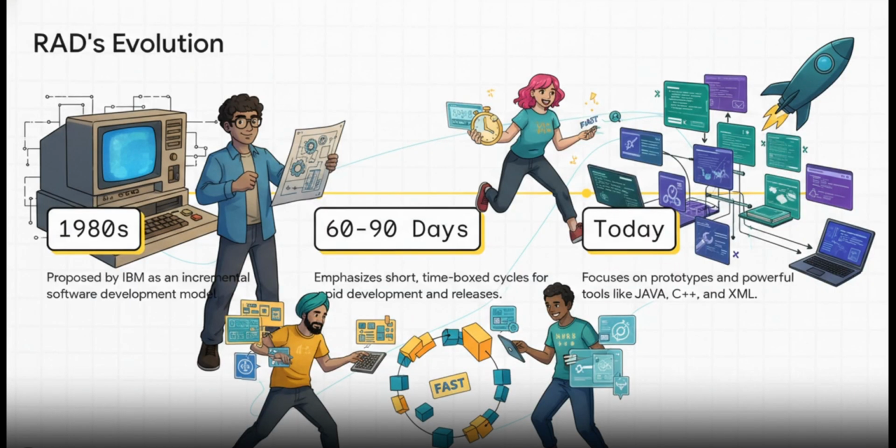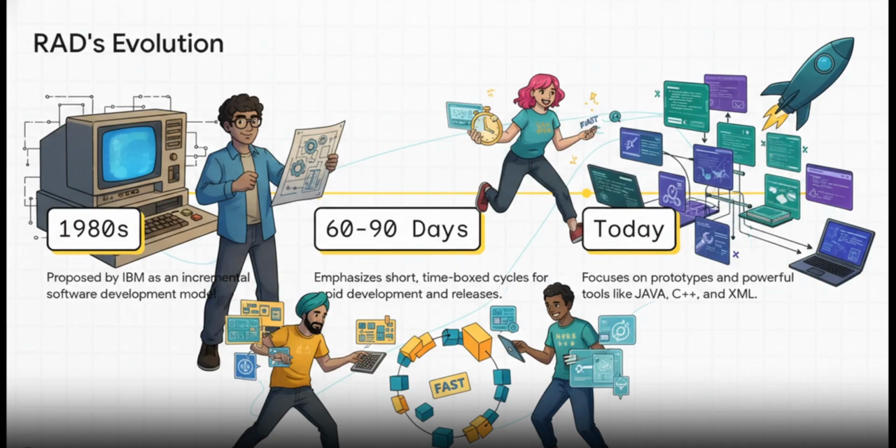And look, RAD isn't some hot new trend. It's been around. IBM actually came up with this way back in the 80s. Its big innovation was genius. Take these massive, overwhelming projects and chop them up into small, manageable sprints. We're talking 60 to 90 days.